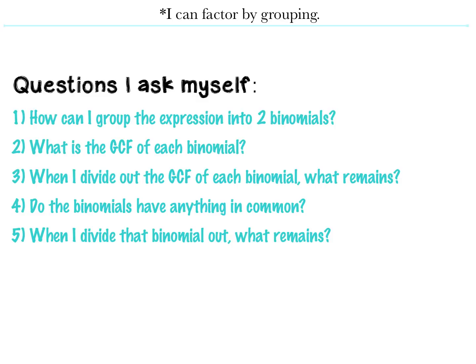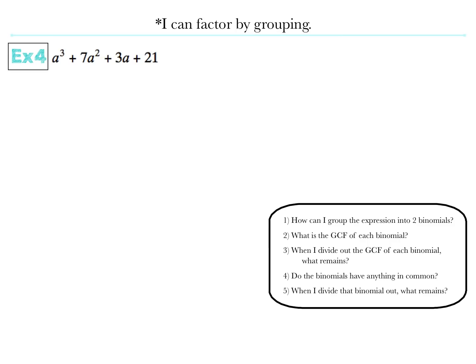So how can I group the expressions into 2 binomials? What's the GCF of each binomial? When I divide out the GCF, what remains? Do the binomials have anything in common? And when I divide out that binomial, what remains? That seems like a lot of words and kind of confusing, but once we start applying it, you will get the hang of it. All right, so let's go ahead and get started.